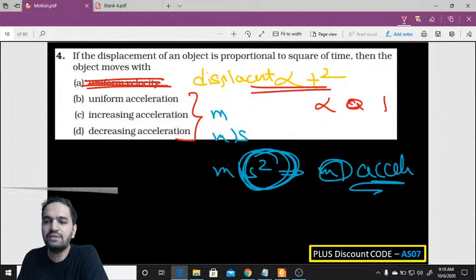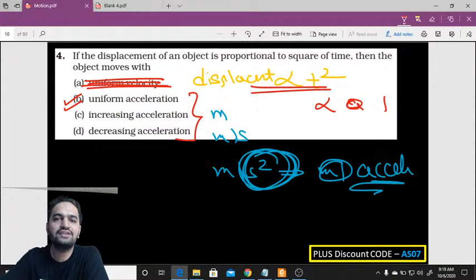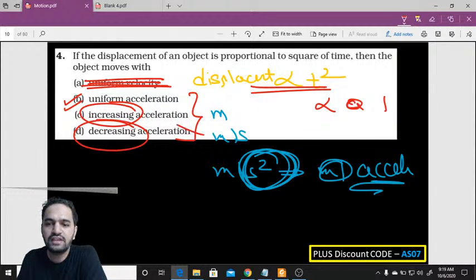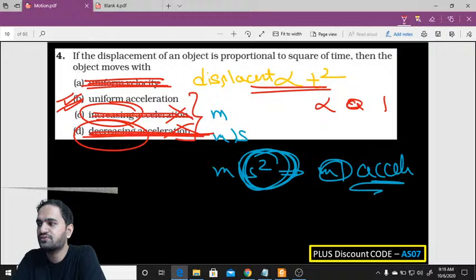So that means when the time is increasing, the displacement is increasing. So it is a uniform acceleration. They have not said whether it is increasing or decreasing; we have no idea about it. But we are very sure that whenever the time is increasing, the displacement and acceleration are going the same way. So we can say it is uniform acceleration, and not increasing or decreasing, because we have not been given such values. So the answer is going to be B, uniform acceleration.